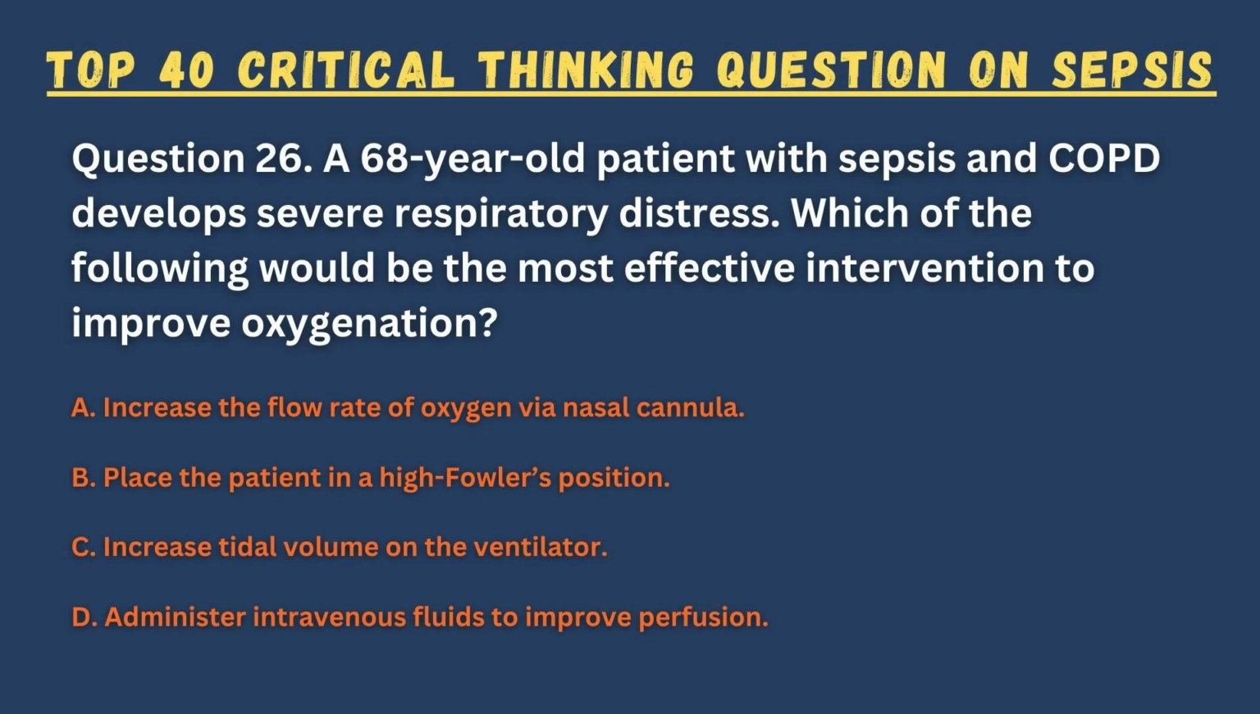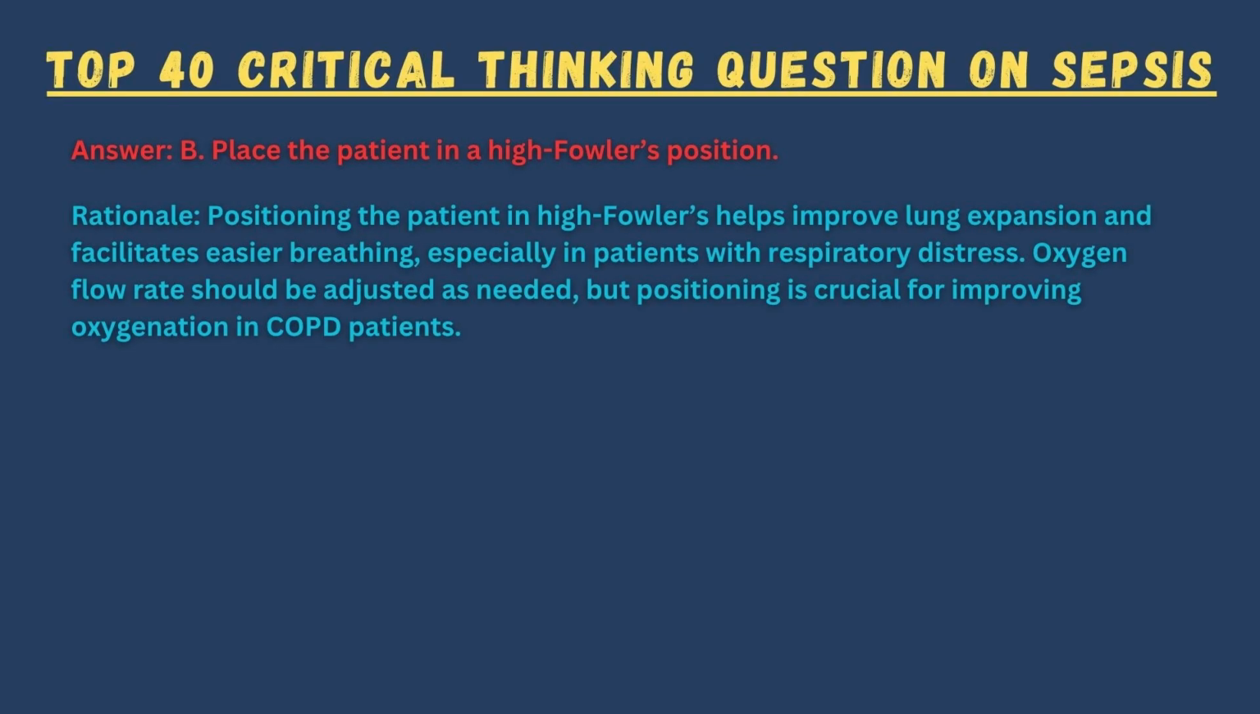Question 26. A 68-year-old patient with sepsis and COPD develops severe respiratory distress. Which of the following would be the most effective intervention to improve oxygenation? A. Increase the flow rate of oxygen via nasal cannula. B. Place the patient in a high Fowler's position. C. Increase tidal volume on the ventilator. D. Administer intravenous fluids to improve perfusion. Answer: B. Place the patient in a high Fowler's position.